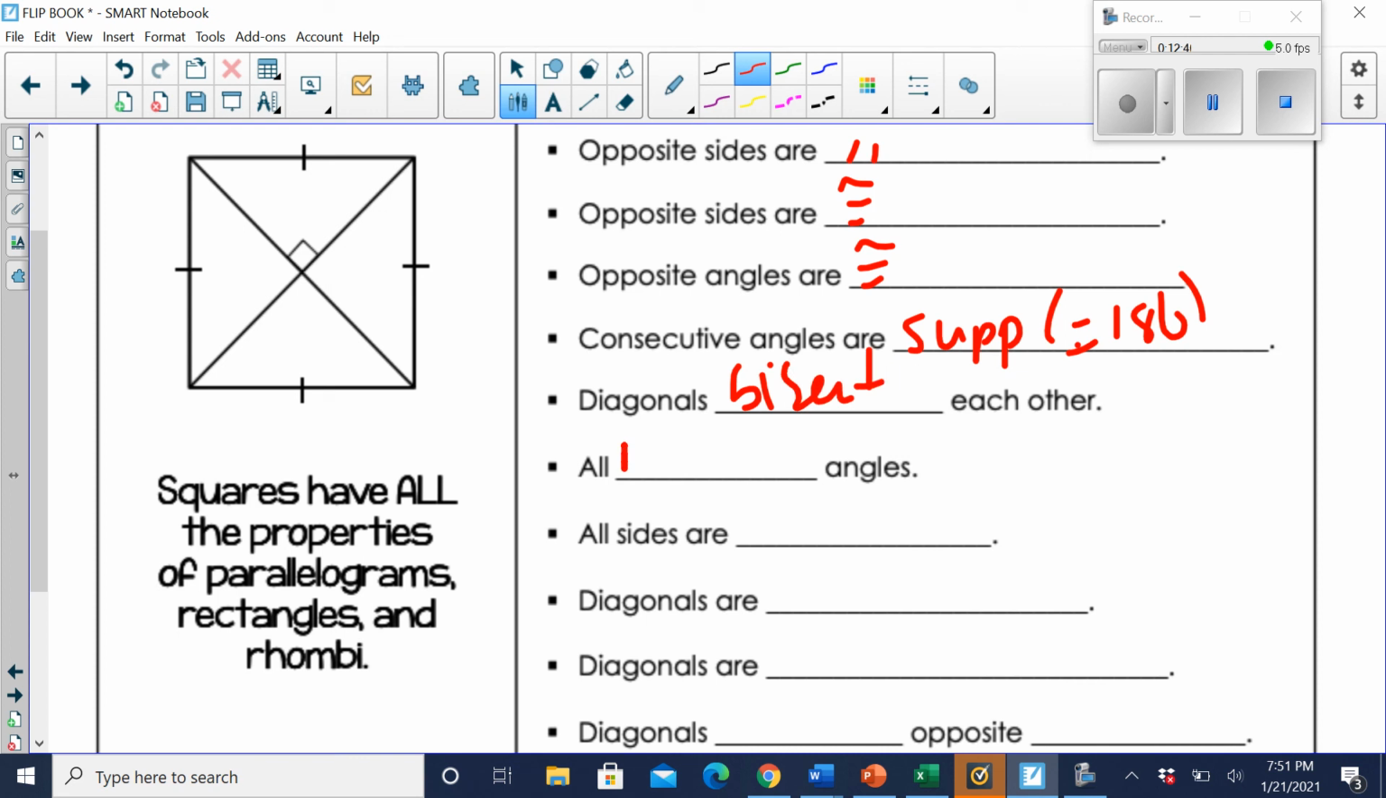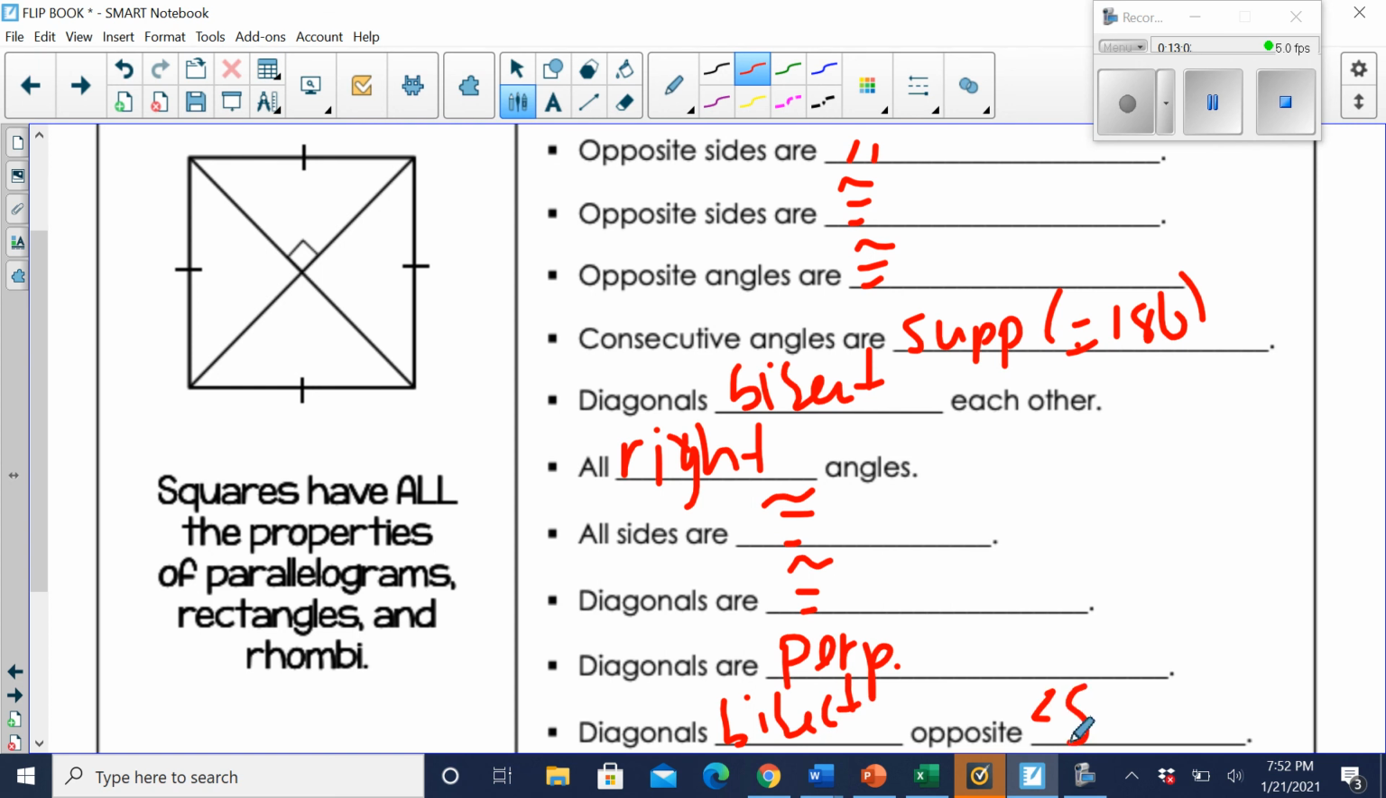Okay, I know it's going to have all right angles because a square is made up of a rectangle. All of the sides are going to be congruent. That's the property from a rhombus. The diagonals are congruent to each other. The diagonals are also perpendicular, which means they're going to form 90-degree angles in the center. And then the diagonals will bisect the opposite angles.